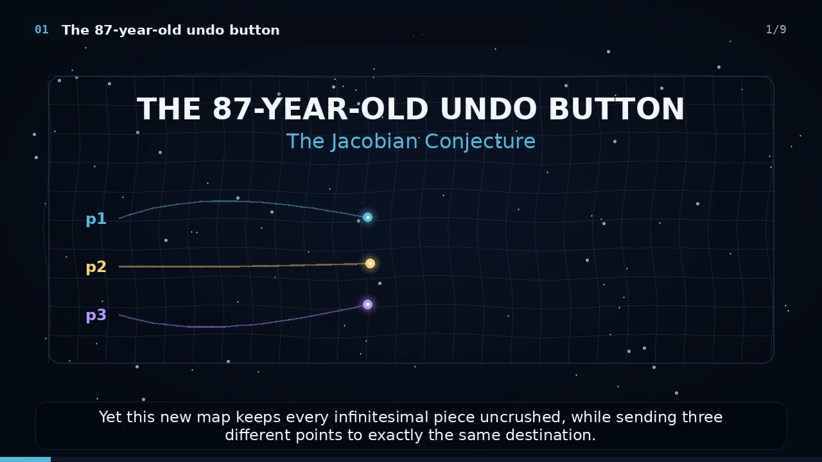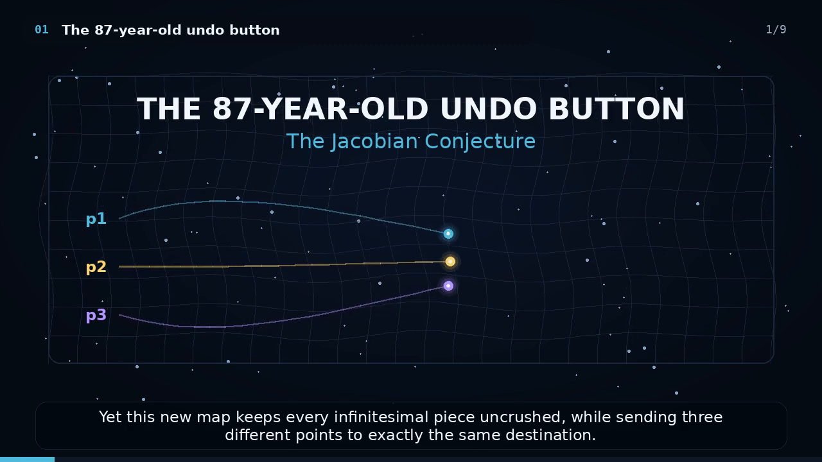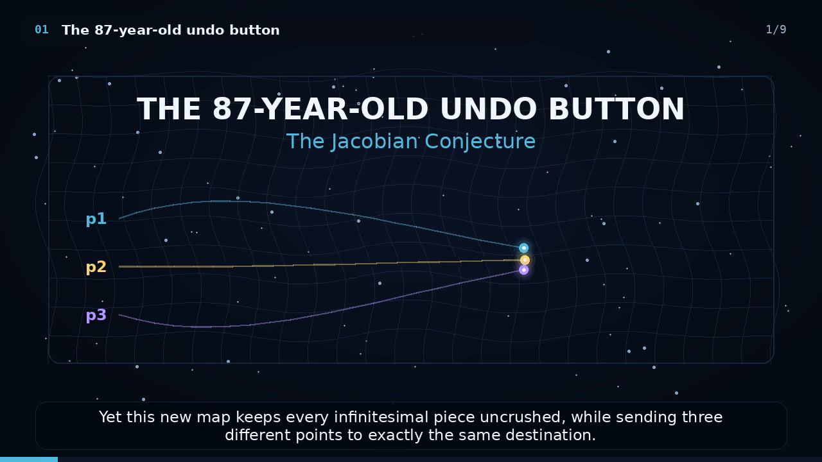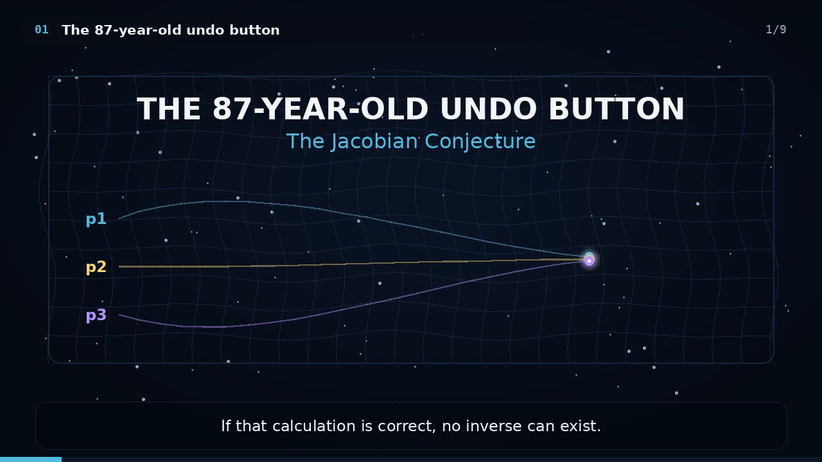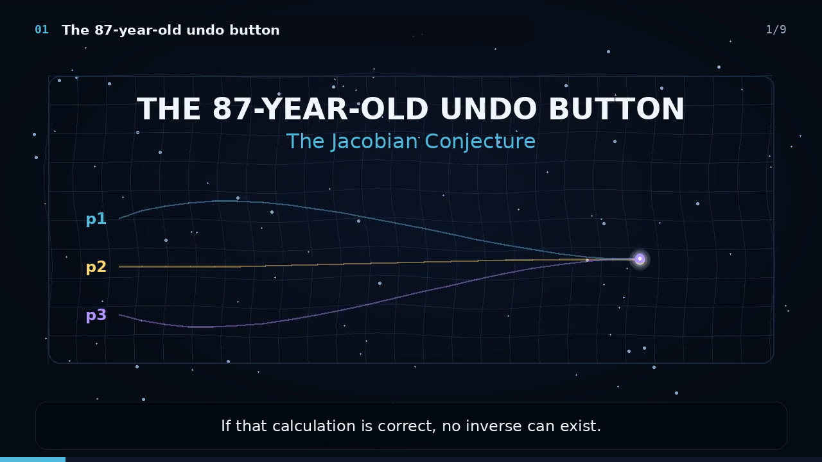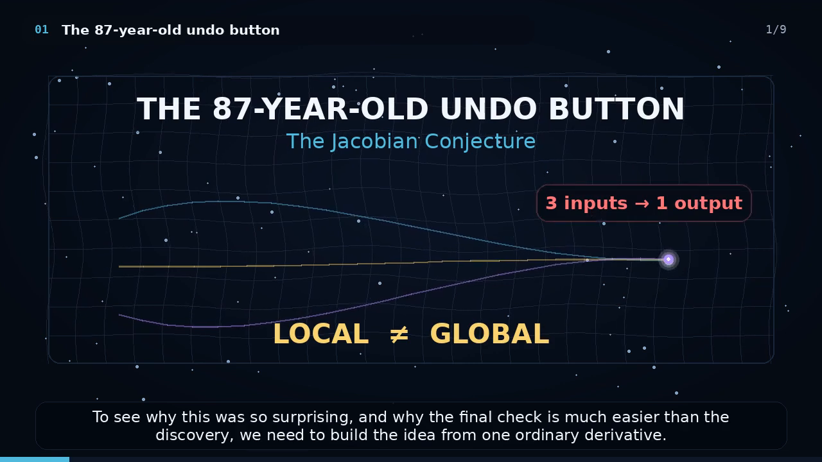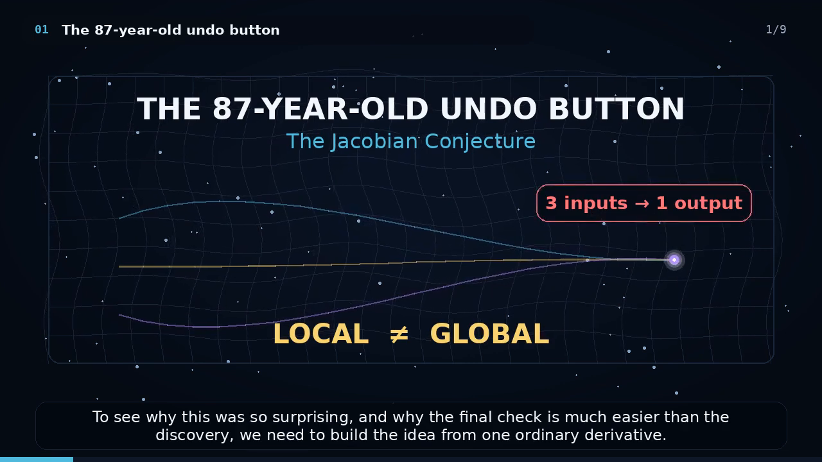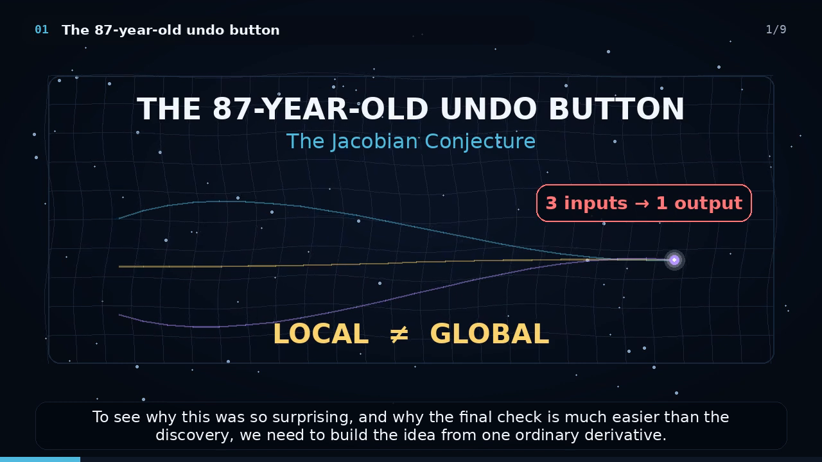Yet this new map keeps every infinitesimal piece uncrushed, while sending 3 different points to exactly the same destination. If that calculation is correct, no inverse can exist. To see why this was so surprising, and why the final check is much easier than the discovery, we need to build the idea from one ordinary derivative.